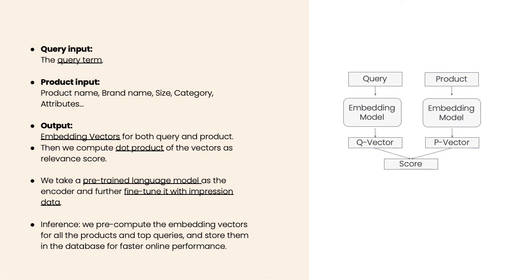Let's first take a look at the model architecture. Inputs are the query terms and product information, including product name, brand name, size, category, and attributes. The model will output the embedding vectors for both query and product. Then we compute the dot product of the vectors as the relevance score.